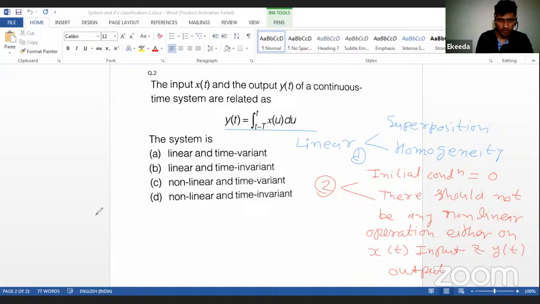and we have to check for time invariance. Again, for time invariance, there are two definitions, or you can say two methods. First is that suppose you give input x(t), then output is y(t).